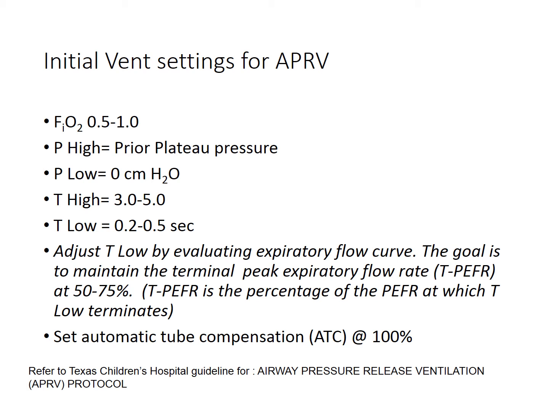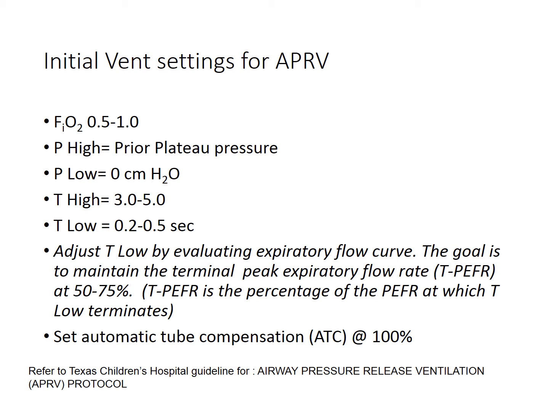P high, if you're able to get a plateau pressure on a conventional mode, just set your P high to that. If they're a little dyssynchronous or your vent is just not registering a plateau pressure, another option is just to go 5 above your MAP. Both are pretty acceptable. P low is always going to be 0. On APRV, we're going to intentionally auto-PEEP them, so you do not need to set a P low.